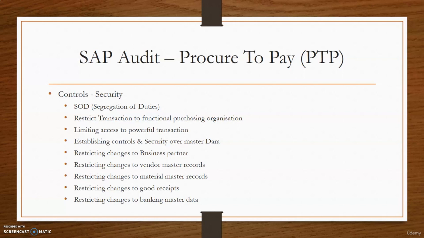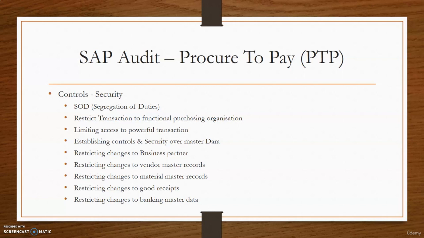Next is restricting change to the material master record. The material master is affected by the procure to pay cycle, including accounting data, purchasing information, and other details related to the purchasing cycle. While the material also affects production and inventory management, that is not within the scope of this session, but the effect on the procure to pay cycle should be addressed through security.